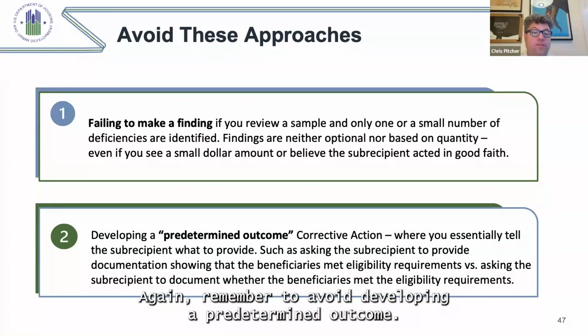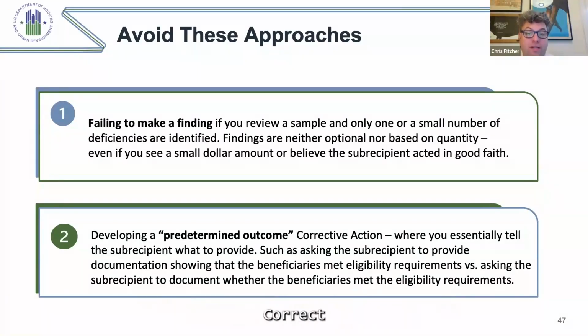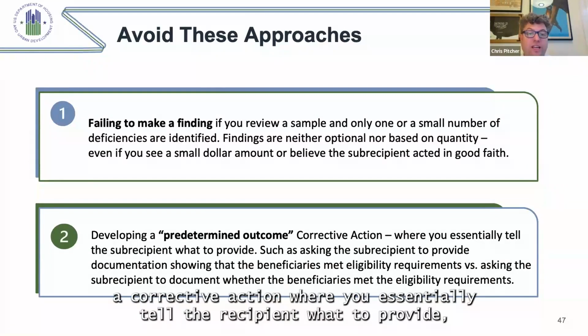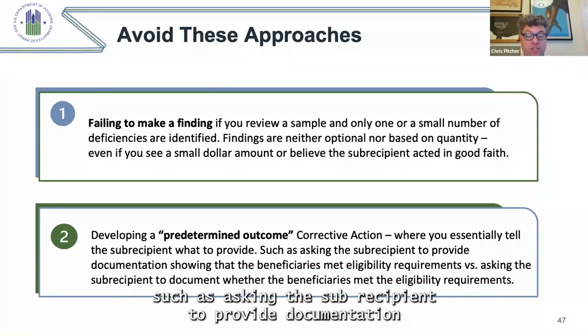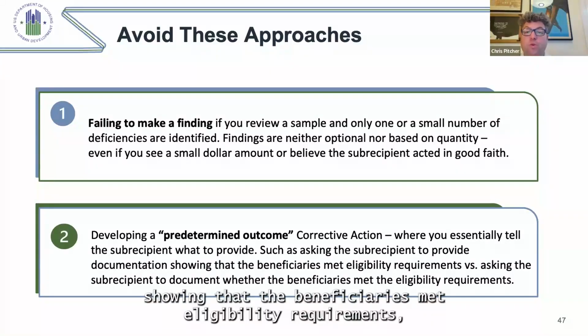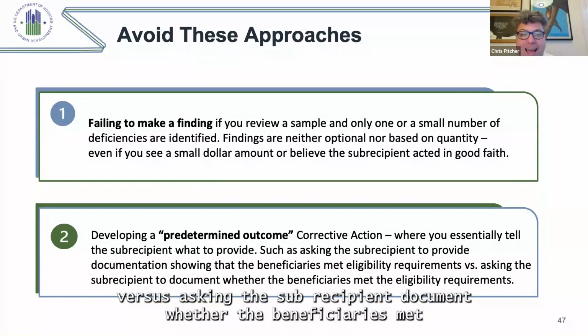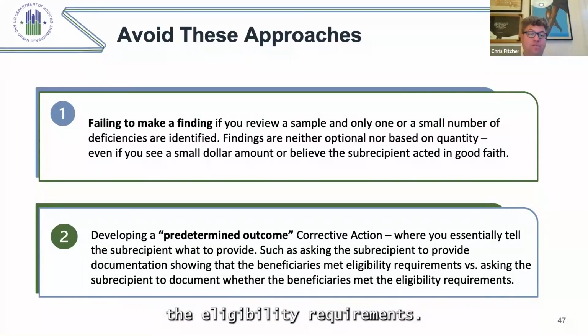Again, remember to avoid developing a predetermined outcome corrective action where you essentially tell the recipient what to provide, such as asking the subrecipient to provide documentation showing that the beneficiaries met eligibility requirements versus asking the subrecipient to document whether the beneficiaries met the eligibility requirements.